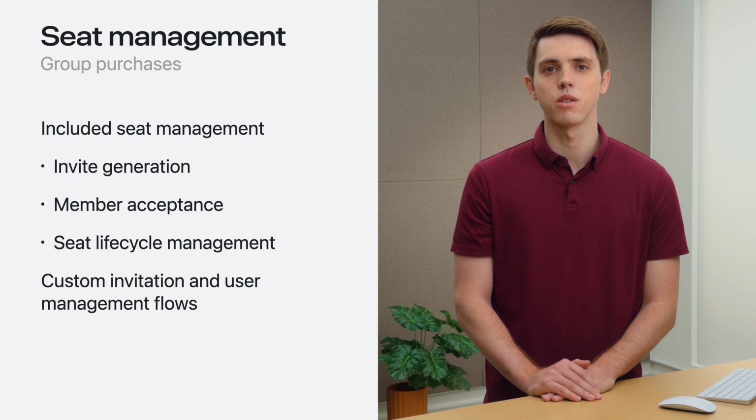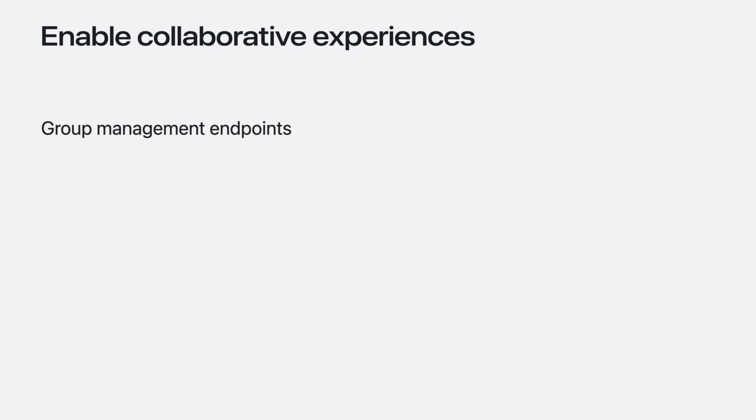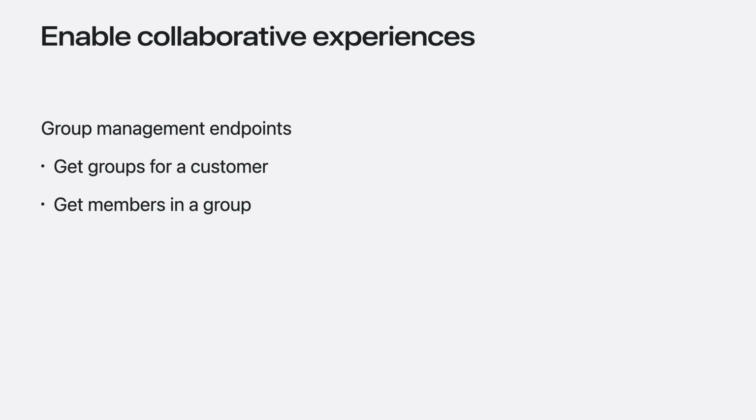And if you already implement an invitation and member management system for your app, you can leverage it. Integrating custom invitation flows will be powered via new App Store Server API endpoints. If your app offers collaborative features or access to shared resources for members under the same subscription, you can use the App Store Server API group management endpoints to access information about a group. You will be able to access all of the groups that a single customer is in and all of the members in a group. These endpoints are supported for volume purchasing and group purchases using the included seat management flows.